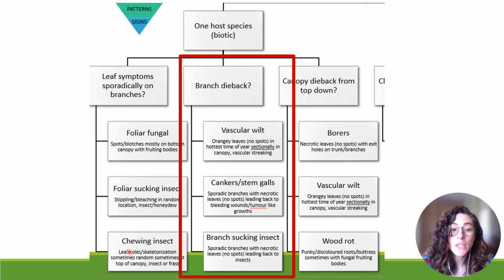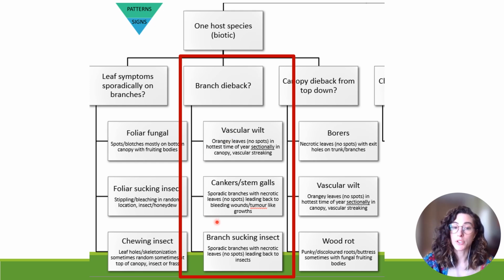All right, now let's go into the middle. So if the symptoms are sporadically on the branches, just specifically on the leaves, and you've checked for these three things, great. But what about if the branch is dieback? The leaves are necrotic, but it looks more like a whole branch going down rather than just random leaves here and there scattered throughout the canopy or throughout the branch. You just notice the entire branch looks brown.